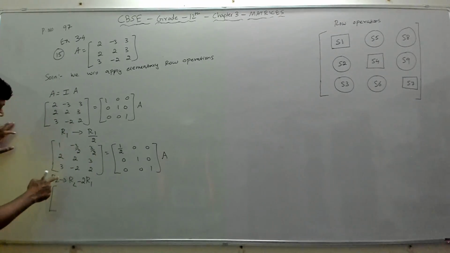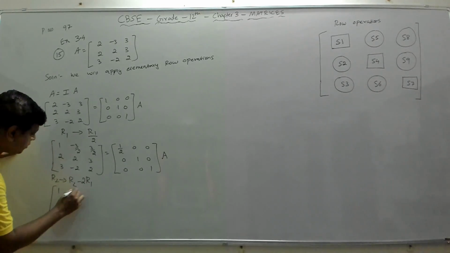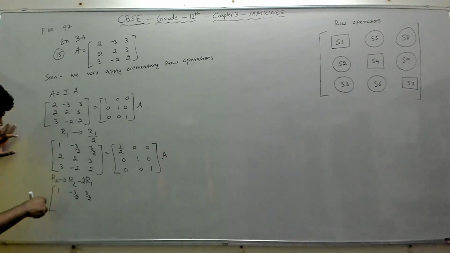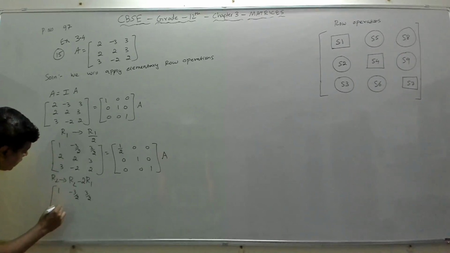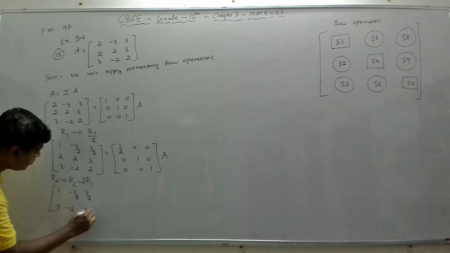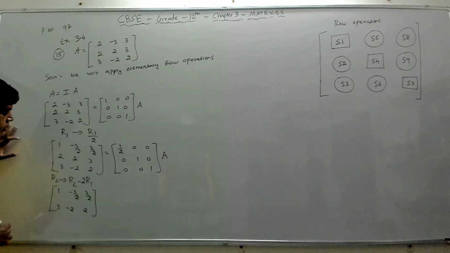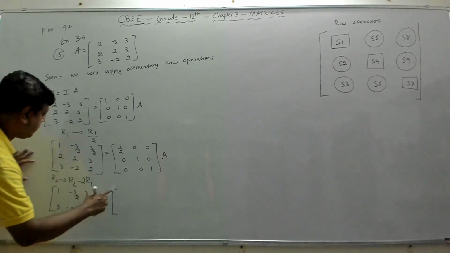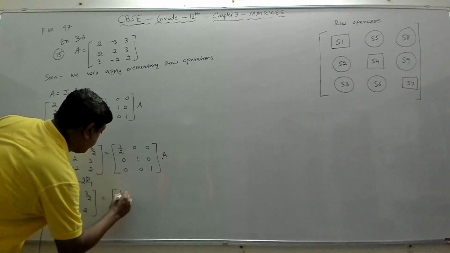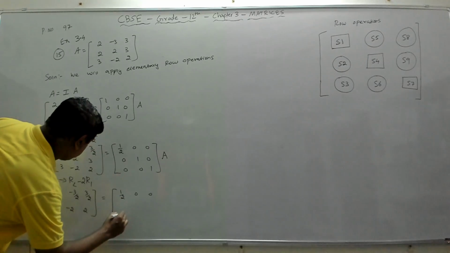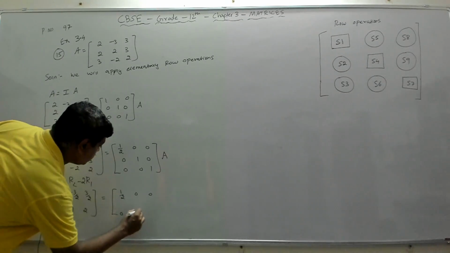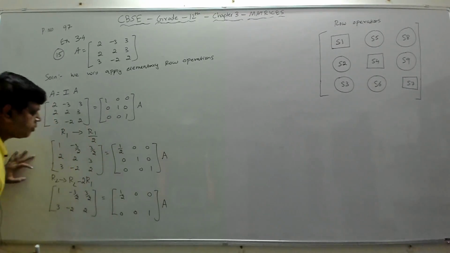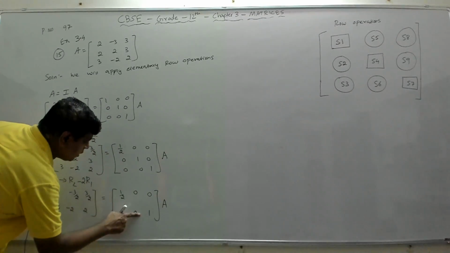We get R1, there is no change. Fine. My R3, no change. Equal to, I can write again R1, no change: 1 by 2, 0, 0. My R3 also no change: 0, 0, 1 and A. Fine.